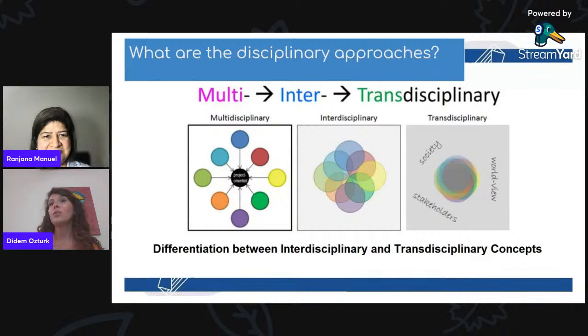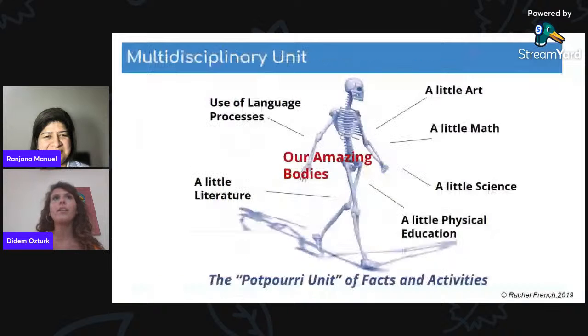Because we include the society, stakeholders, and worldview, so many real topics from daily life. The differentiation between interdisciplinary and transdisciplinary concepts is mainly that transdisciplinary is related to society and connected to stakeholders, and it's a really open place to involve so many other subjects and things from the world. Now, I want to give you different examples of each disciplinary area.